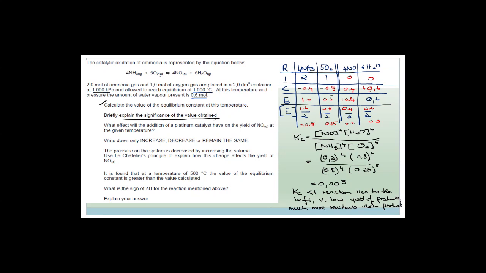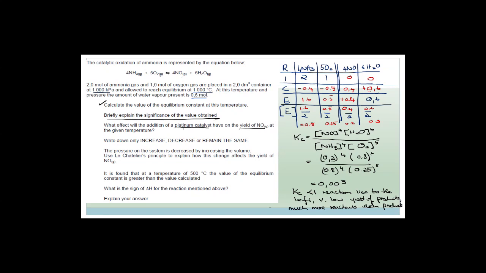There you go. Either of those would be correct. Okay, now it says, what effect will the addition of a platinum catalyst have on the yield of NO at the given temperature? Write down only increase, decrease, or remain the same.